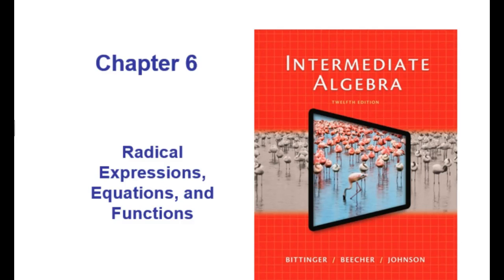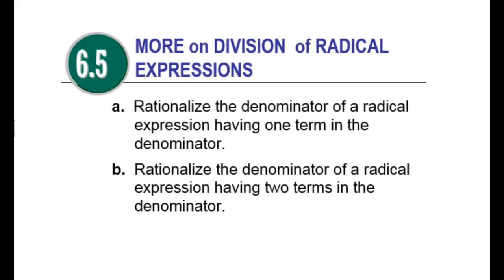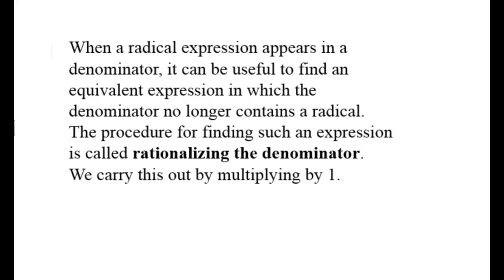Welcome to MAT-073. Today we're going to be looking at section 6.5, rationalizing the denominator of radical expressions and how to simplify. We already know that if we have 5 over the square root of 3, we can multiply this by a unique value of 1. In this case, the value of 1 would be the square root of 3 over the square root of 3. This is a nice technique that you should already be familiar with.